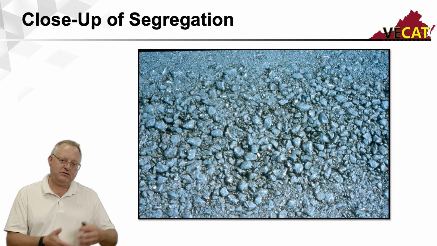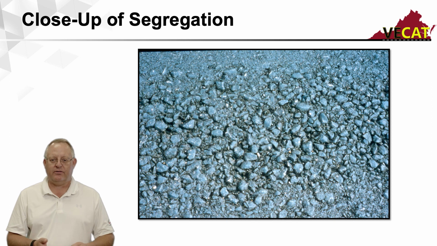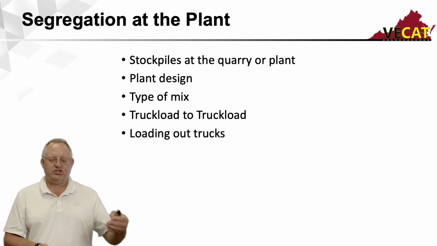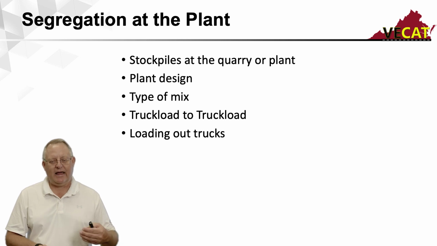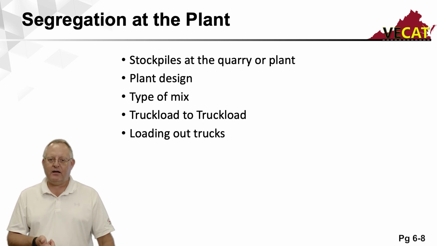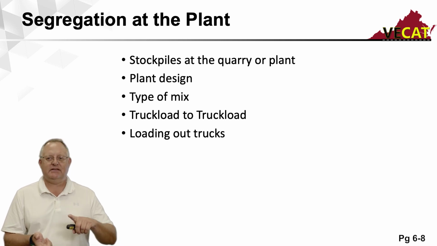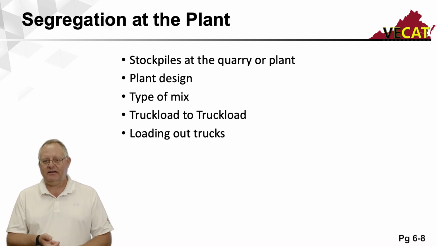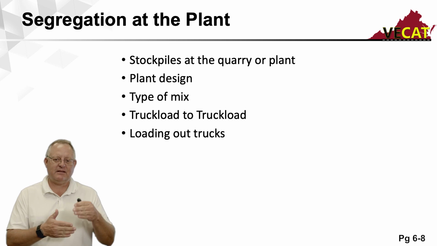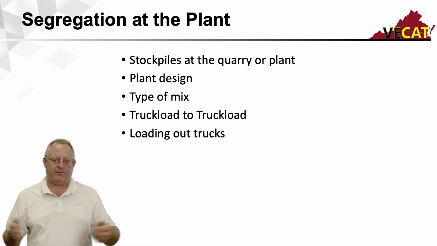Here's just a close-up view. You can see what's going on there. Big rock and little rock are separated. Some of the challenges that could create it at the plant is stockpiles, whether it's at the quarry or the pit or at the plant. Is it how the plant is designed? Do we have points in the plant that cause the material to separate?